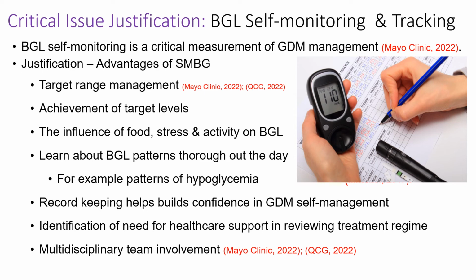Critical issue justification. BGL self-monitoring and tracking has been identified as a critical issue for Sally because it is a crucial measurement of how well GDM is being managed to reduce the complication risk. BGL record keeping will help Sally know immediately if her levels were in her target range. This will help her make decisions that will influence BGL levels within her target range. To achieve accurate record keeping and BGL management, it is important for Sally to master the use of the BGL meter and the lancing technique.